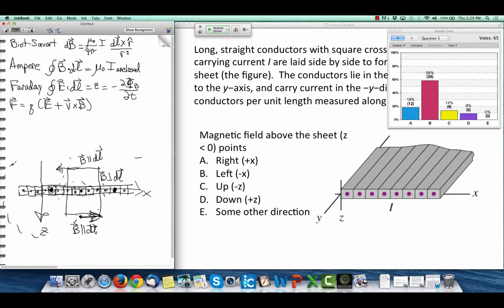And on the right, I enclosed, and the amount of current enclosed just depends on the width of the loop. It just depends on the L that I chose for the width of the loop. And so the width of the loop will be on each side.